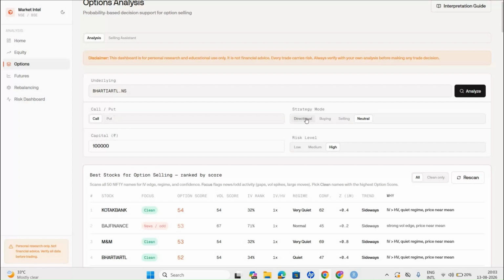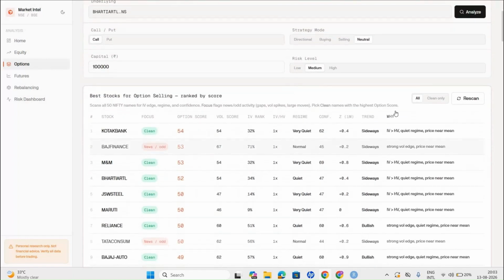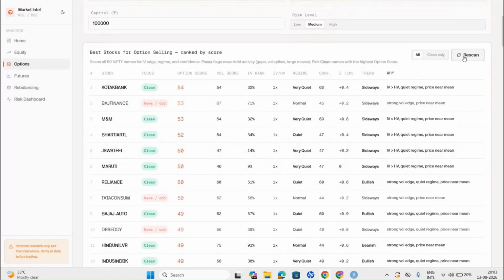Strategy mode is here, whether you want to be directional, buying, selling or neutral. This is the capital, how much capital you want to invest. And this is the risk level, whether it's low, medium or high. So let me just click on medium. Here you can see the option scan.